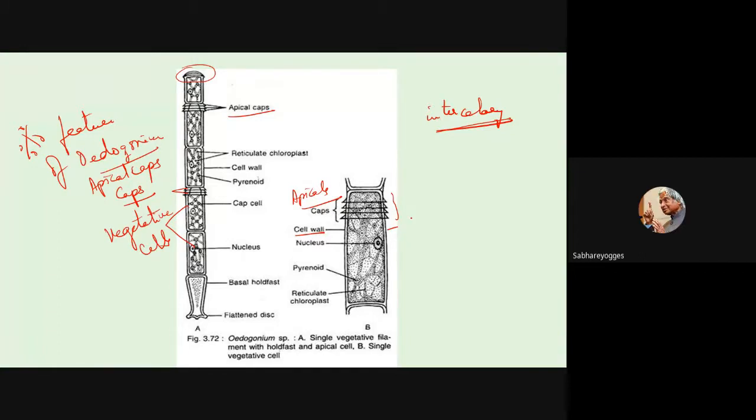Chitin. Yes, outer chitin, middle pectin, and inner? Cellulose, very good. So it is outer chitin, middle pectin, and inner is cellulose. So it is three layers. Inner to that is the cell membrane.